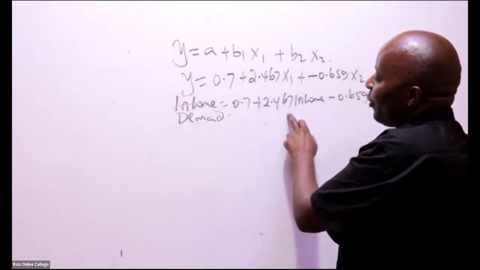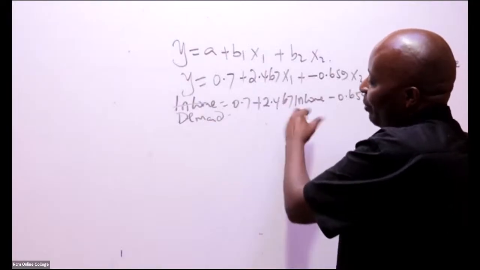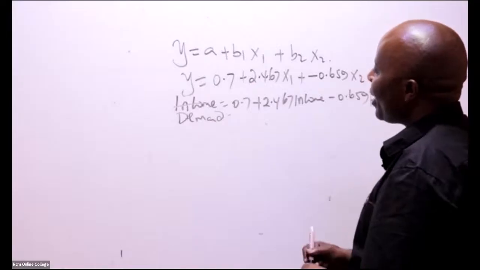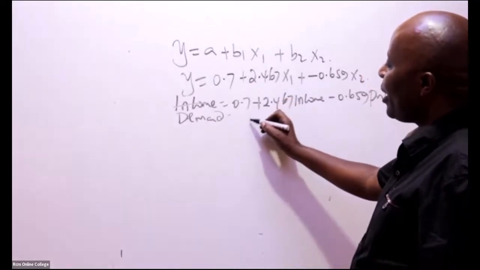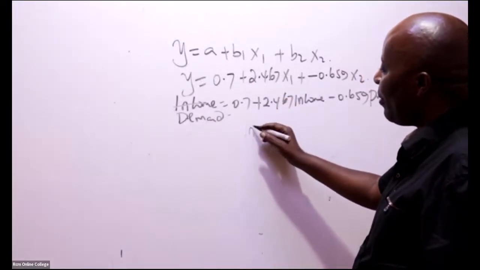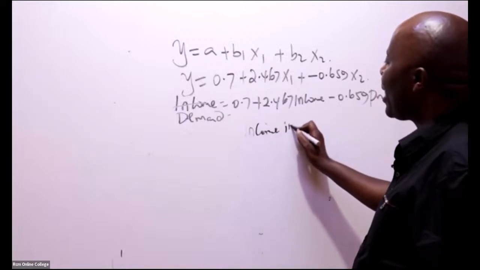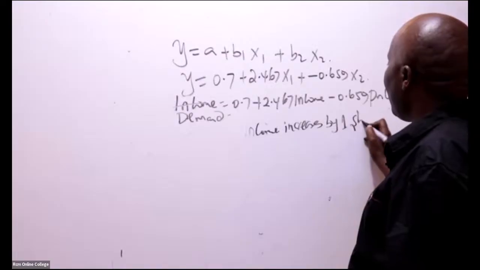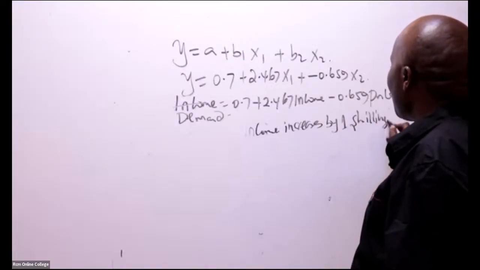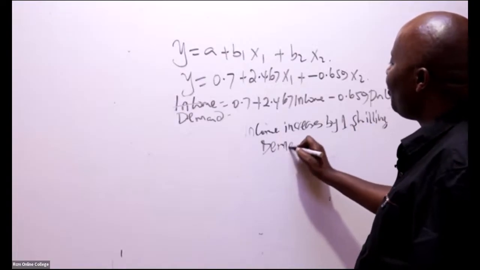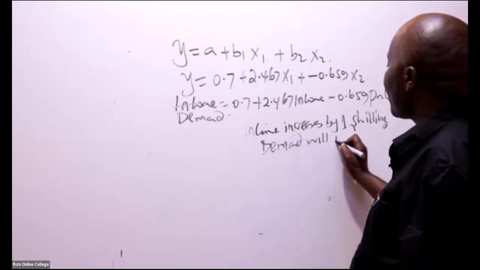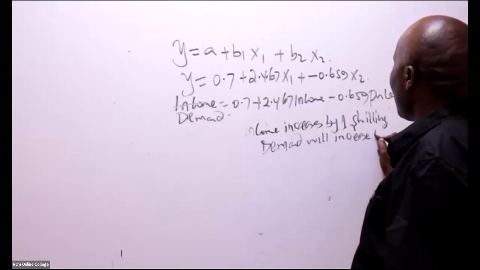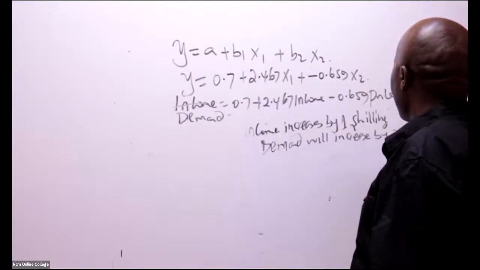How about this 2.467? How do we interpret this parameter? Because this is plus, if income increases by 1 shilling, then demand will increase by 2.467 units.